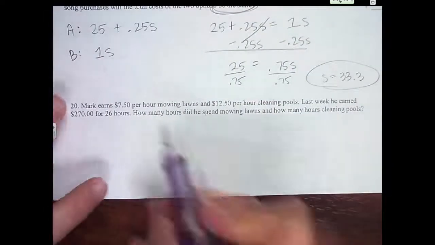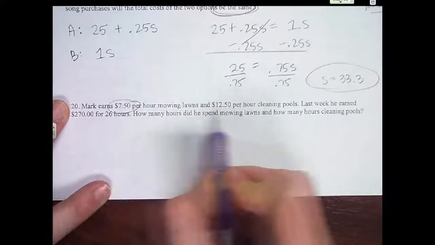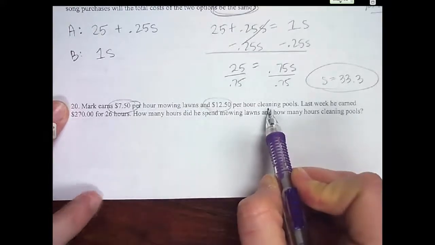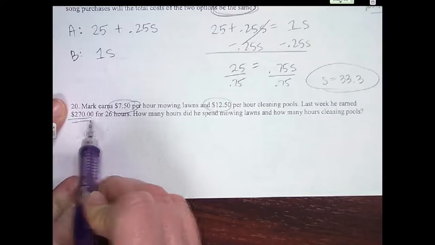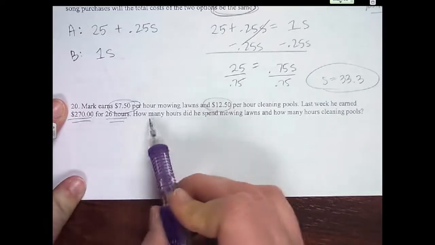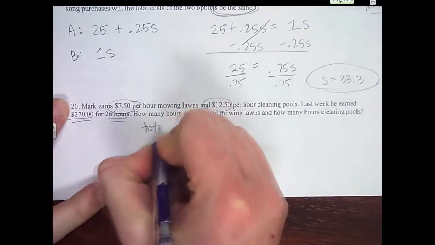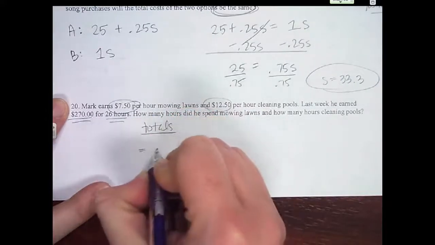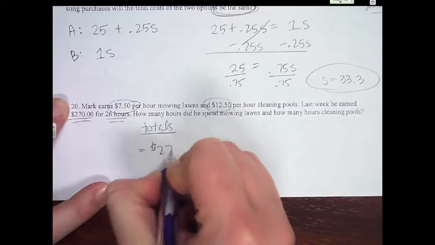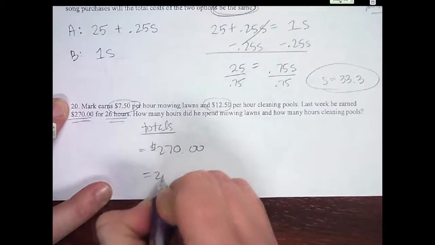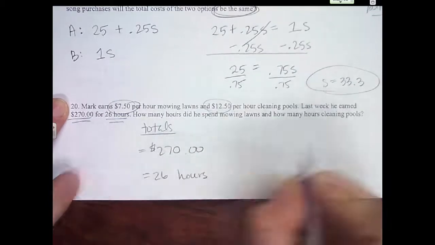Okay, last one, number 20. Mark earns $7.50 an hour mowing lawns and $12.50 cleaning pools. Last week he earned $270 for 26 hours. How many hours did he spend mowing lawns and cleaning pools? So let's do our totals. We have $270 and we have 26 hours.